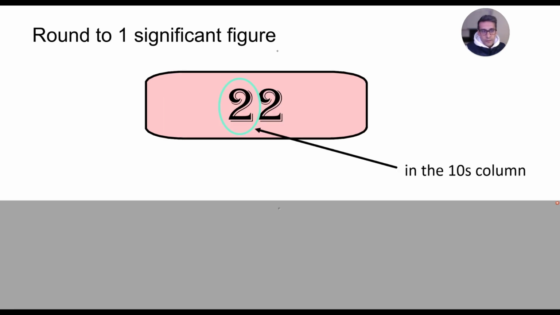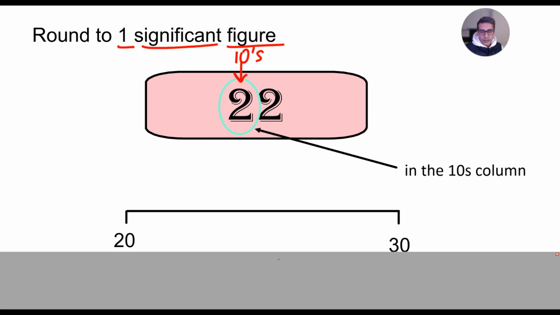Now, for the first couple of examples, I have circled the first significant figure, and that green circle is going to disappear after you've done a few examples. This is how you're going to round to one significant figure. You're going to find the first significant figure, and then look at the place value. The place value of this is the tens column. So essentially we're rounding this to the nearest 10.